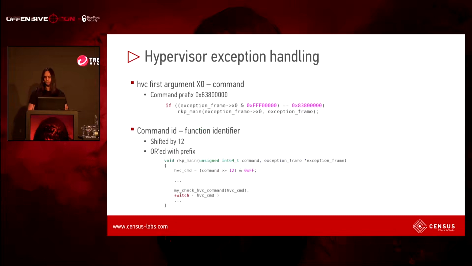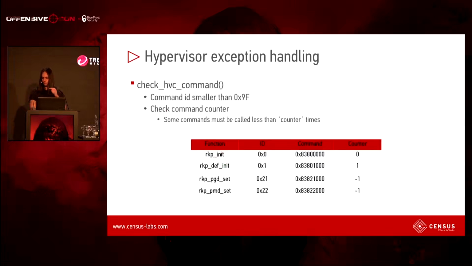to see next. First of all, the command is the first argument for HVC, x0, and must have a prefix, and it's the value that you see here. And this is checked before reaching RKP main. Secondly, in RKP main, as you see next, the command is shifted by 12 and a byte is extracted. So that byte is used as the index in the switch case. So before it's in the switch case, there's an additional function which we're going to examine here.